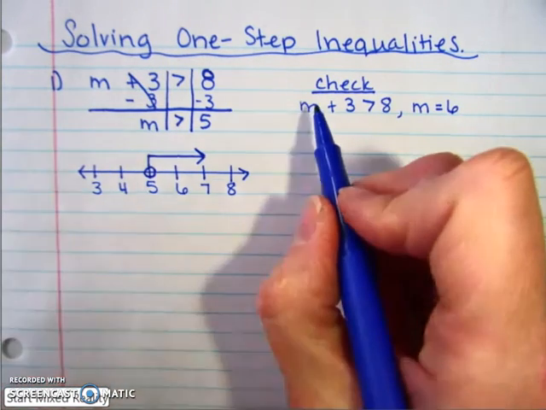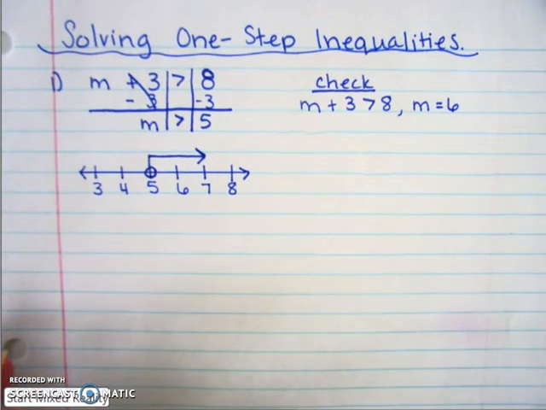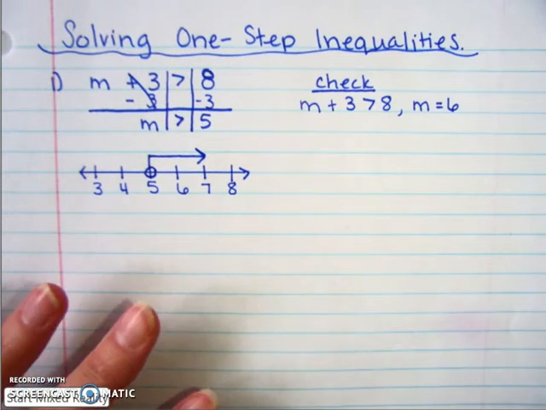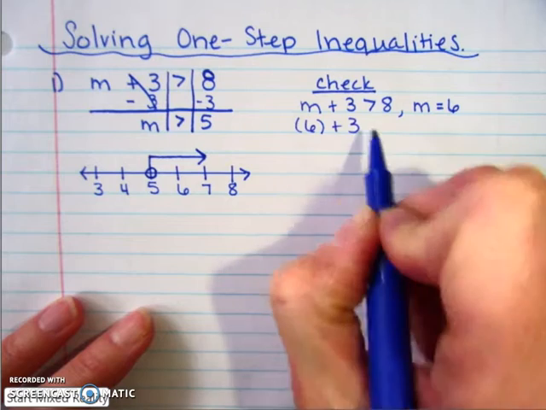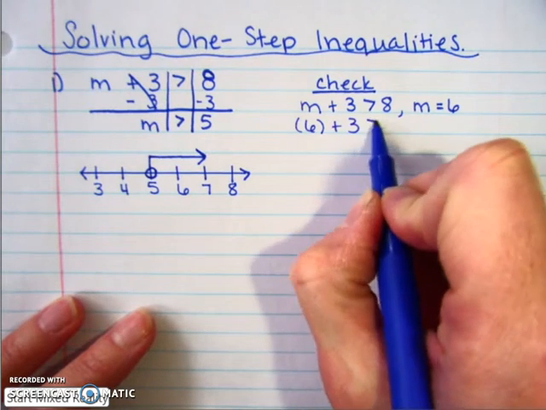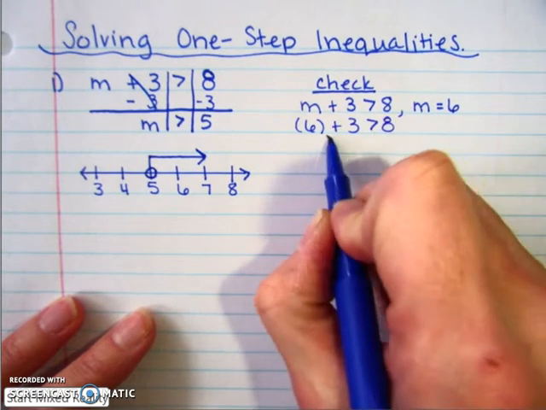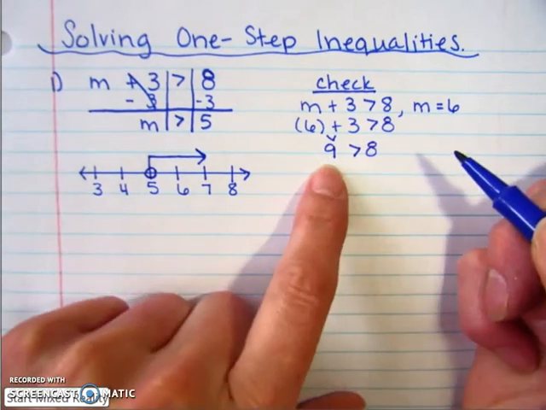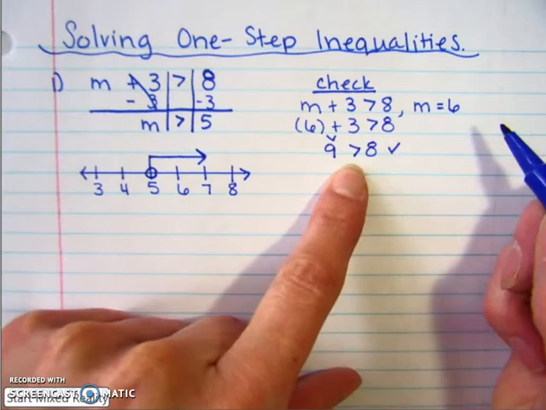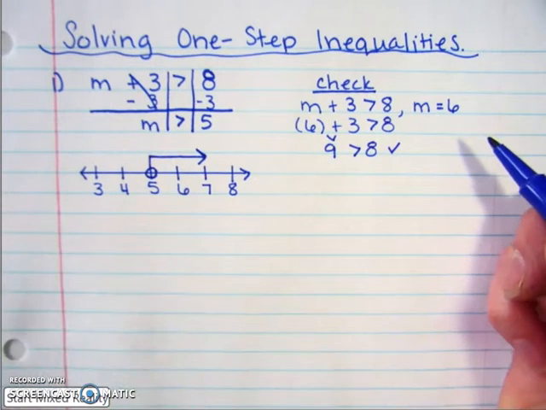Now remember, whenever we're using substitution, we rewrite the inequality, substitute, simplify. So 6 plus 3 is greater than 8. There's that substitute. And then simplify, 9 is greater than 8. And then if 9 is greater than 8, I can put a check mark and know that I have my inequality pointing in the right direction.